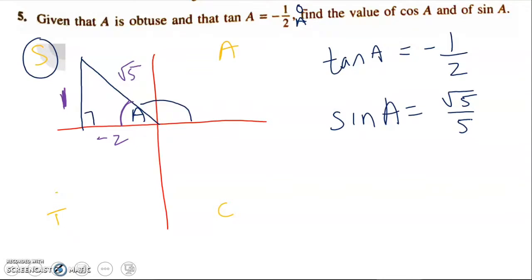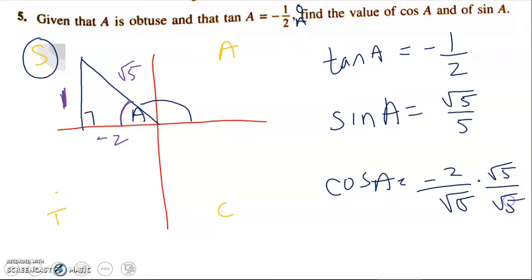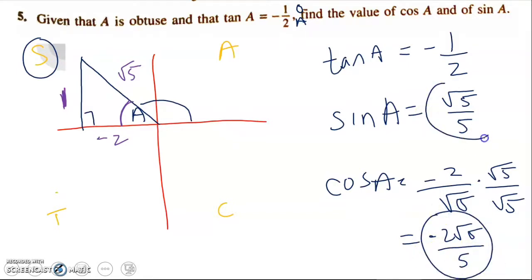Okay, cosine: adjacent over hypotenuse ends up being negative 2 over square root of 5. Don't leave it like this. I'll have to multiply by square root of 5 over square root of 5. I end up having negative 2 square root of 5 over 5, so that should be your answer right there. Here's sine, and here's tan.